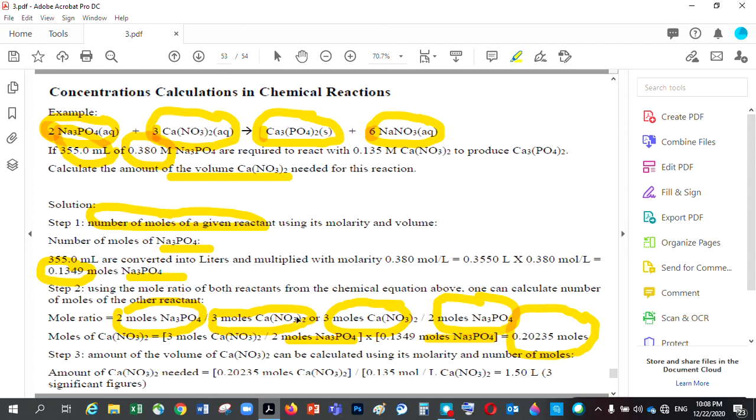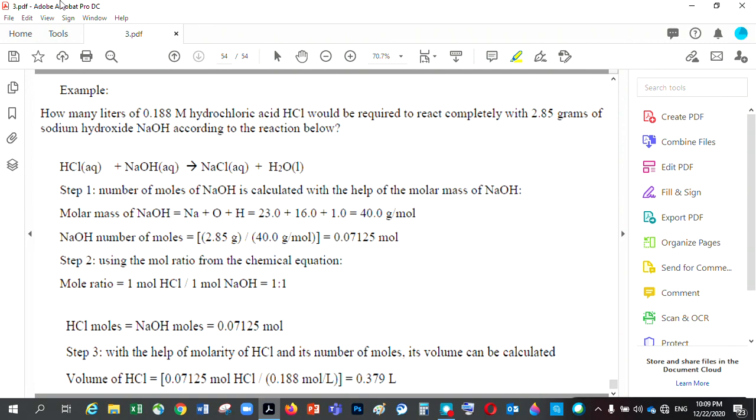Of calcium nitrate. Now, for the volume, we have the calcium nitrate moles, and we know the molarity of calcium nitrate, correct? Do we know the calcium nitrate molarity? Yes, this is here, 0.135. So I divide the number of moles of calcium nitrate by its molarity, 0.135, and I get 1.50 liters, 3 significant figures, the answer. Okay, this is another example.